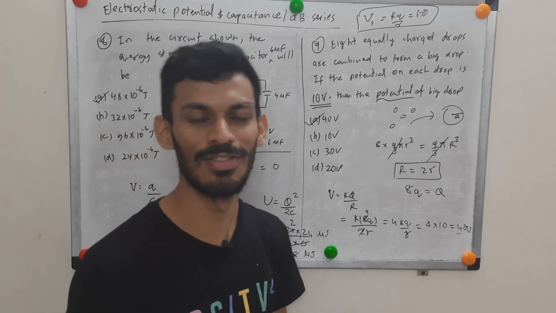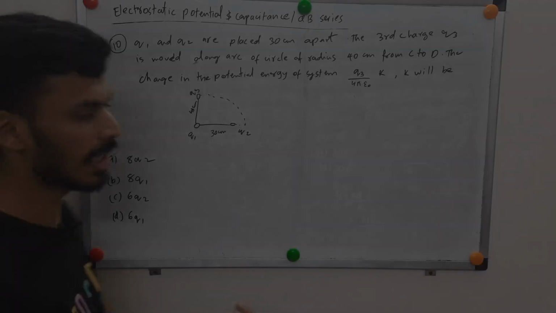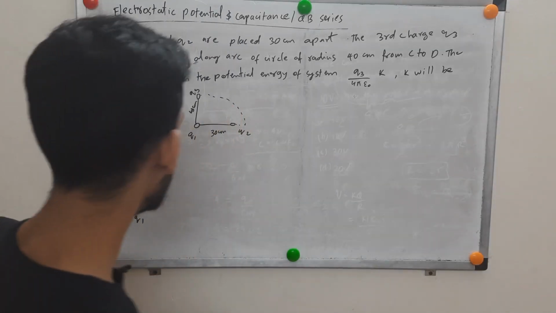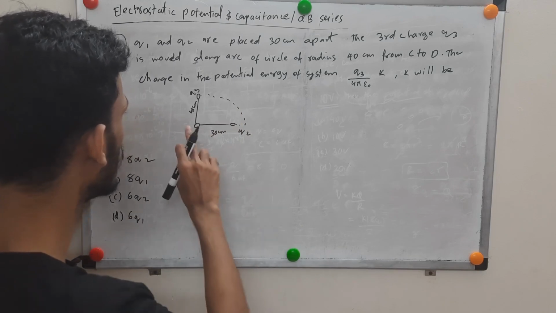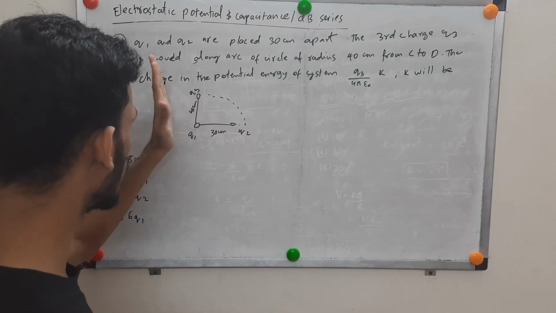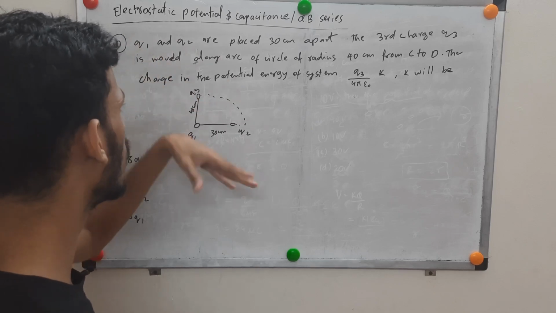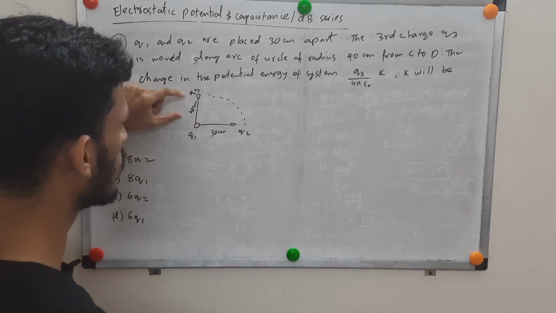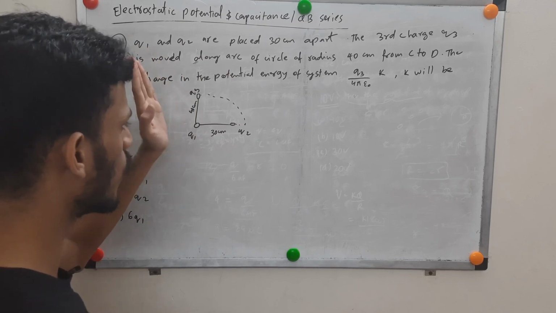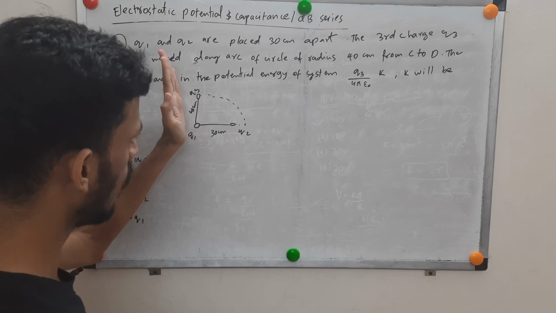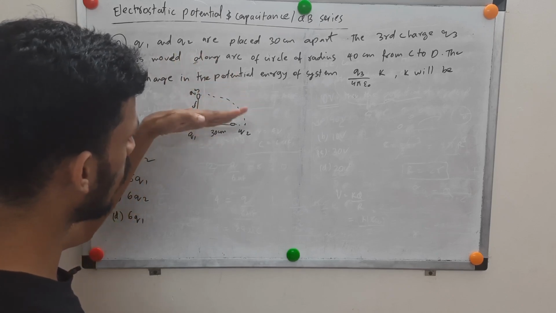Over to the final question for the day. In question 10 we have 3 charges, q1, q2 and q3. q3 is moved along the arc. It is initially at a distance of 40 centimeters from q1, and it stays at that distance, the only thing is it is moved along the arc.